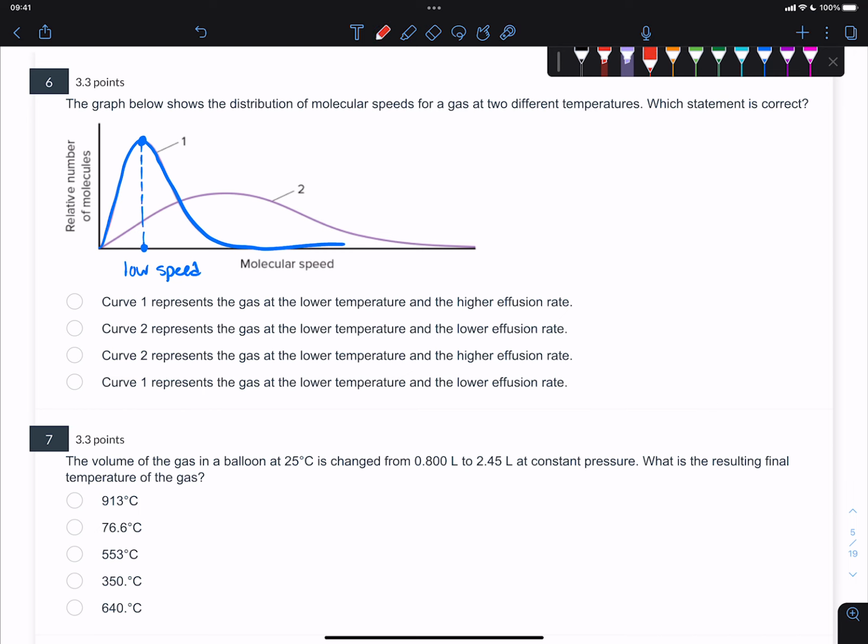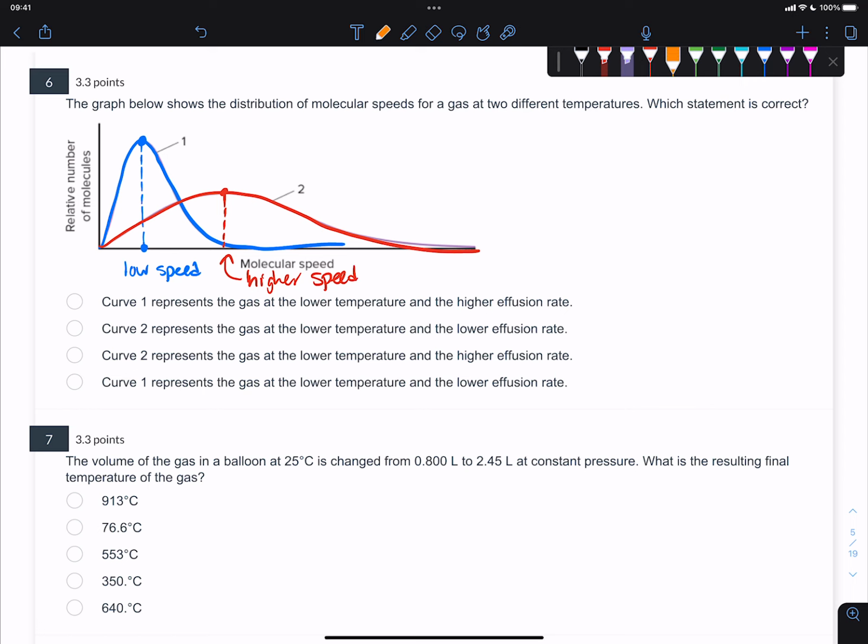Looking at the second curve, that was not a great trace. Let's try this again. We see that this second curve has a peak around here, and that's going to be a higher speed. The higher probable speed for this particular temperature.